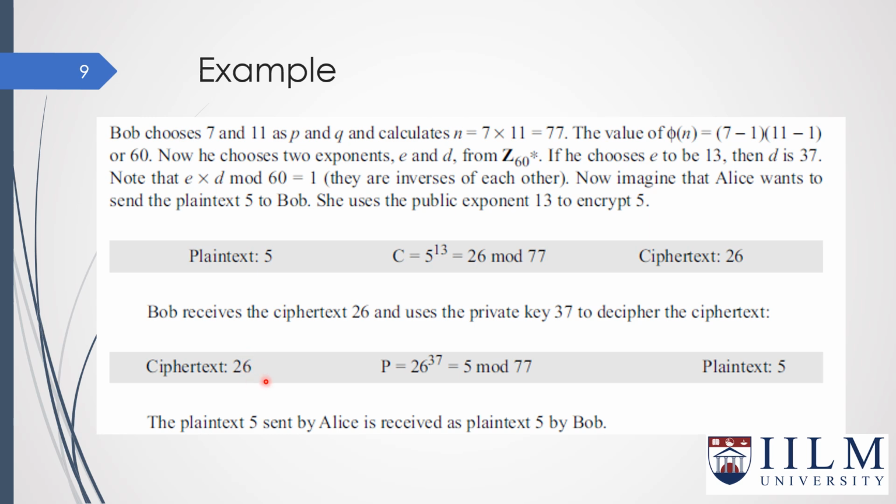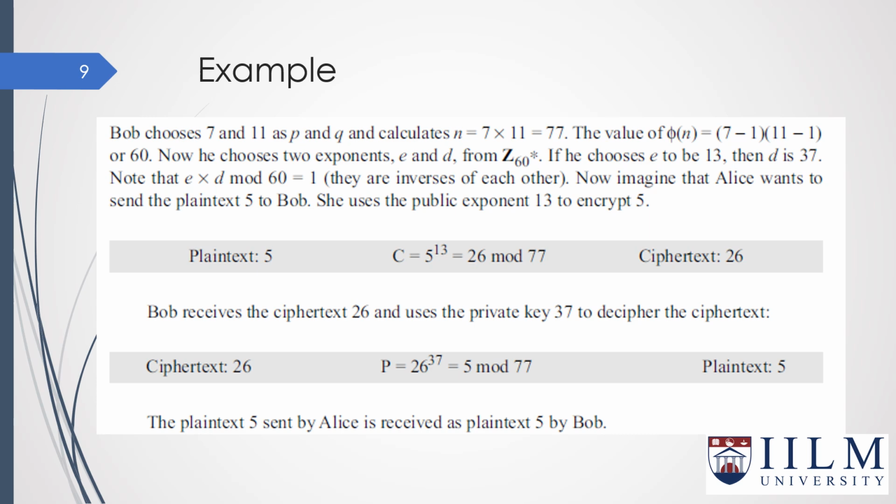So ciphertext 26, again using this formula, C to the power D, where C equals 26 and D is 37 here, gives 5 mod 77. The plaintext would be 5. So the plaintext 5 sent by Alice is received as plaintext 5 by Bob. This is the example of the RSA crypto system.